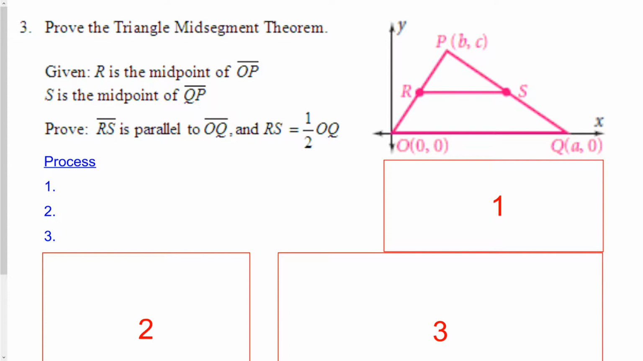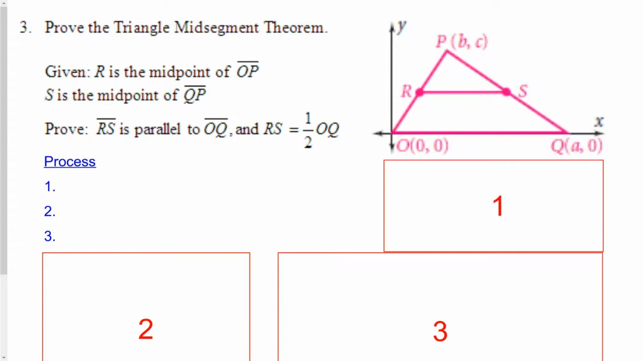So what we're going to do now is we're going to actually prove the triangle midsegment theorem. But we're going to do this differently than we have in the past. We're not doing a 2-column proof here. So as I go through this, I'd like you to follow along and write down what I show you.